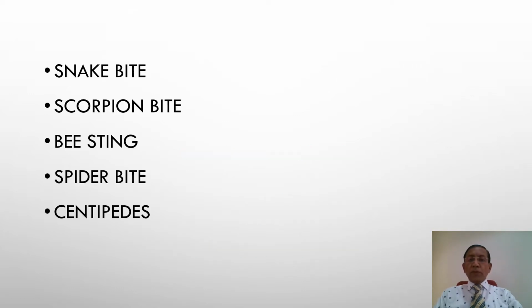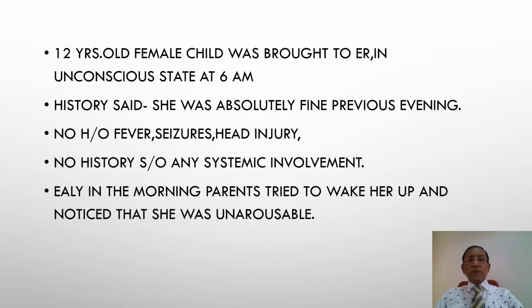There are five common animal poisonings which we commonly come across. One is snake bite, another is scorpion bite, bee sting, spider bite, and centipede bite. But the commonest out of them are snake bite and scorpion. Let us start with a very interesting case.